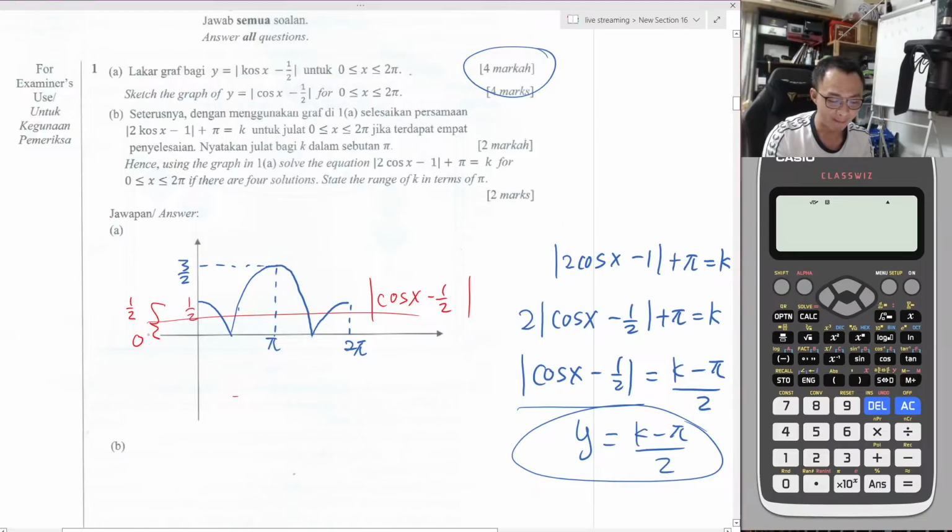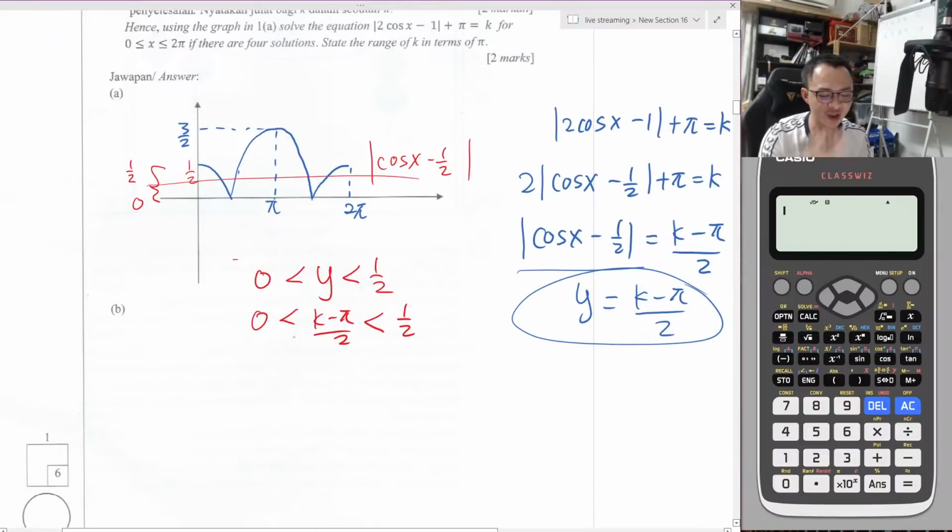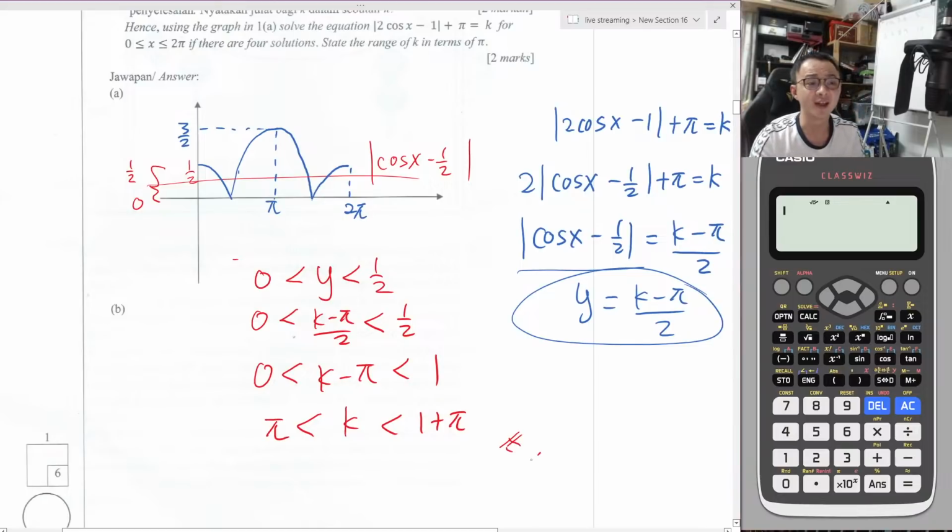So therefore, my y value must be between 0 to 1 over 2. But what is my y value? My y value is k minus pi over 2. So therefore, I want to find a range of k. I will multiply 2 for both sides. I will have 0 minus k, 1 here. And then I will plus pi for both sides. I will get 1 plus pi, and this one I will get about pi. Okay, so this one will be my range of k.